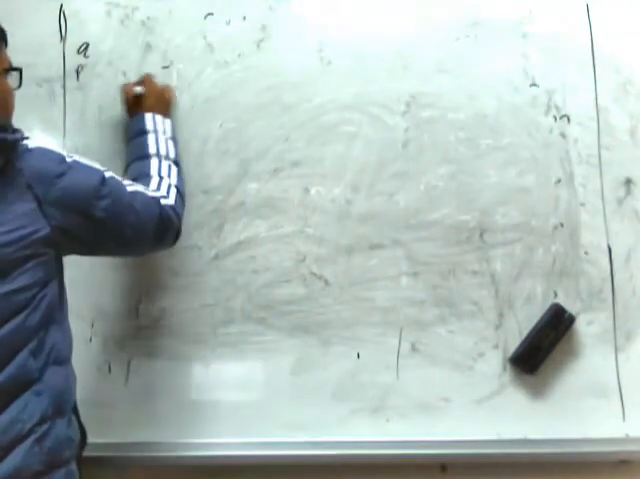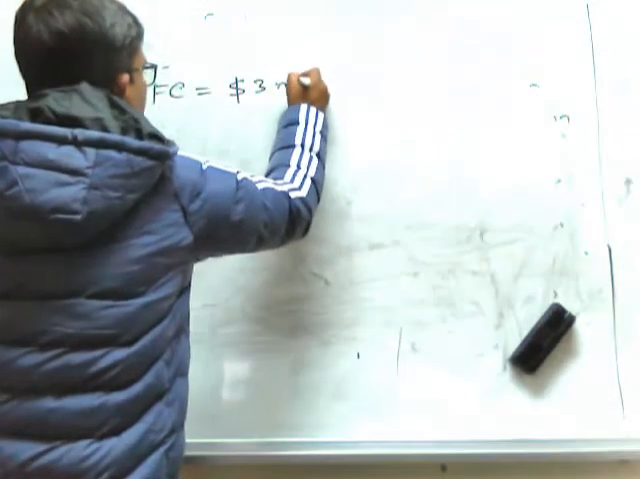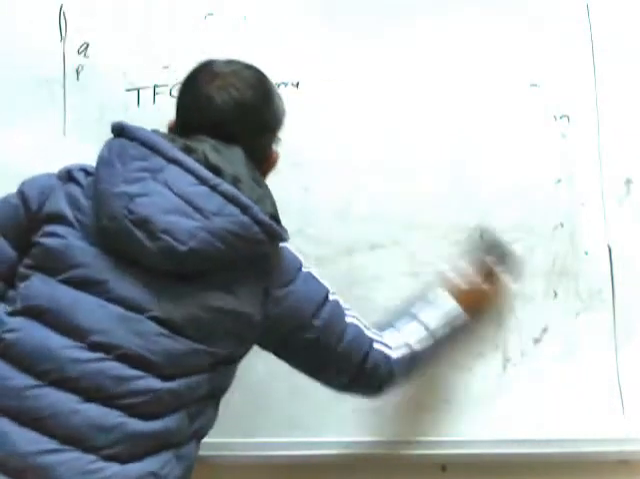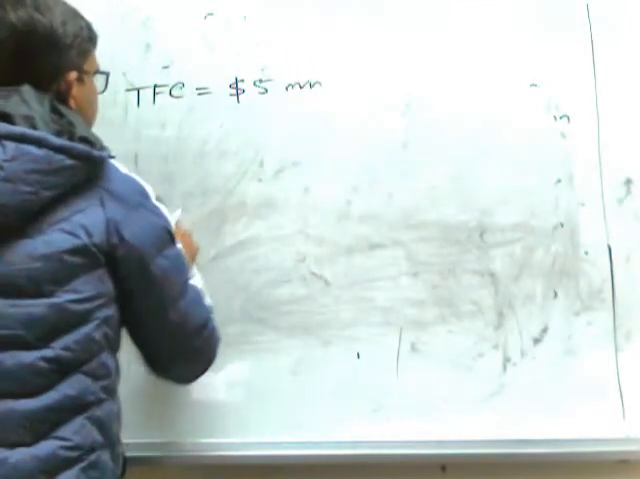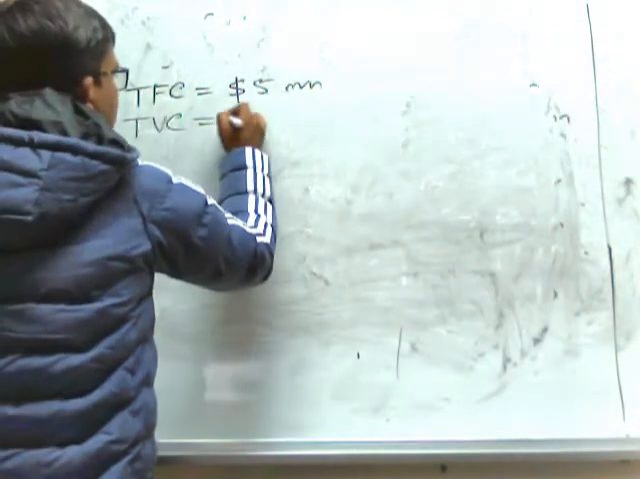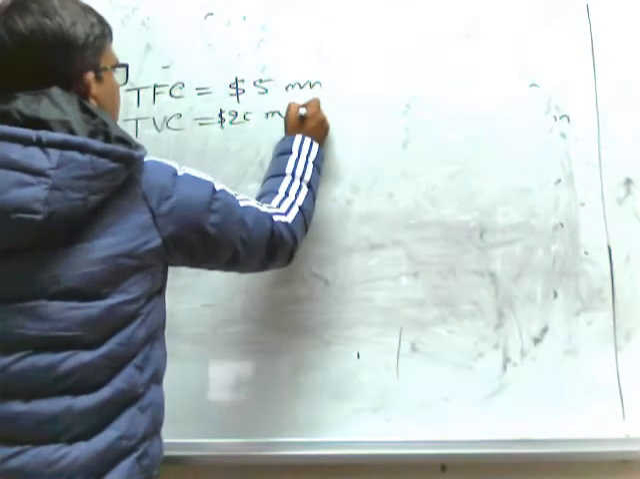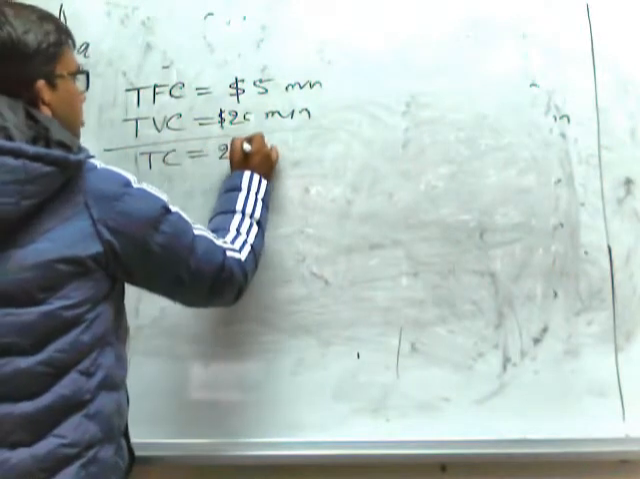Another case we can show is that TFC equals $5 million, TVC equals dollars. So total cost equals $25 million.